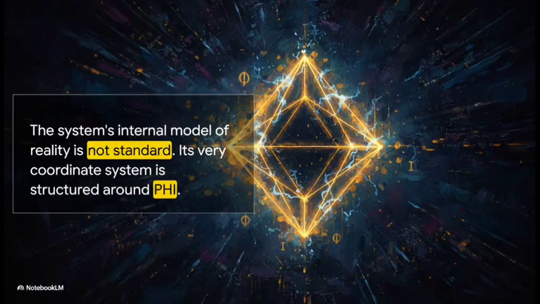And it gets even crazier. One of the central data structures in the code is called the three-dimensional golden rhombus. Think about that. It suggests the system doesn't just use phi for math. Its entire internal picture of reality is geometric, and it's structured around the golden ratio.